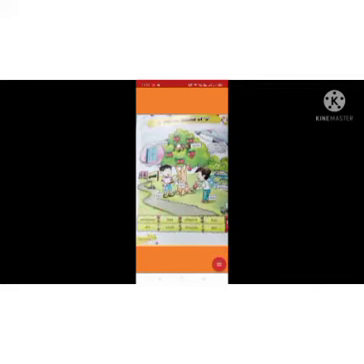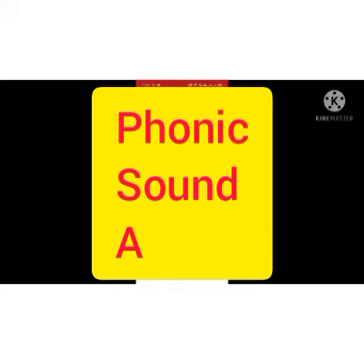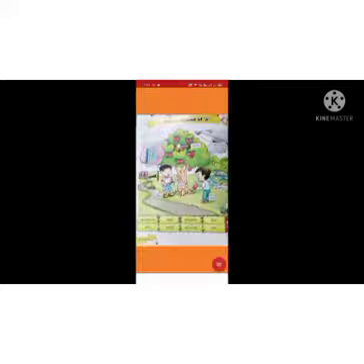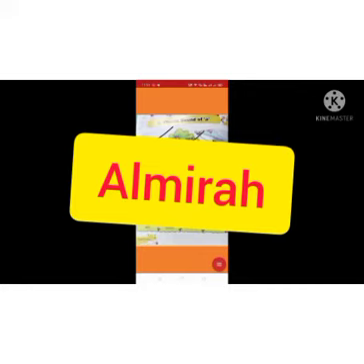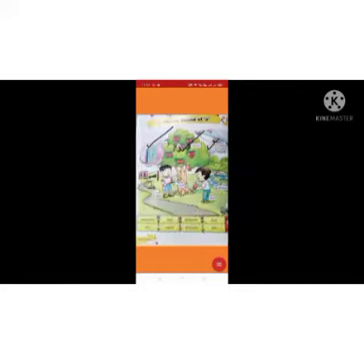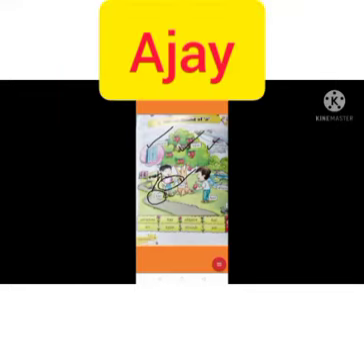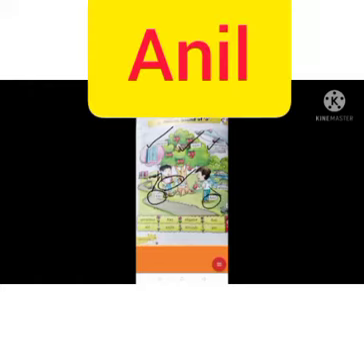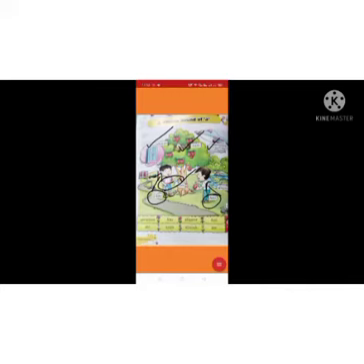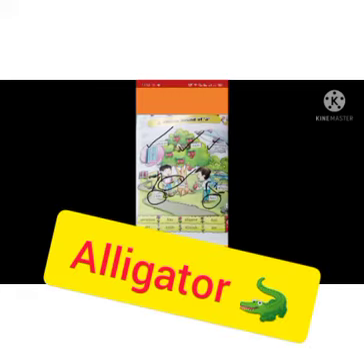Now UKG, let's do phonic sound of A. That means we have already done vowels A, E, I, O, U. Now we will choose each letter and we will pronounce the words. So how this A is pronounced, let's see. Almira, apple. Aeroplane. Axe, this is called axe. Ajay, Ajay is the name of a boy. Anil, this boy, his name is Anil. Alligator, this picture, alligator.